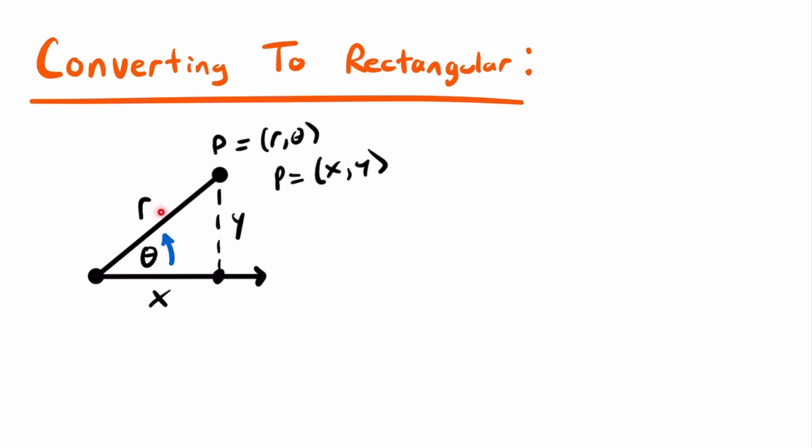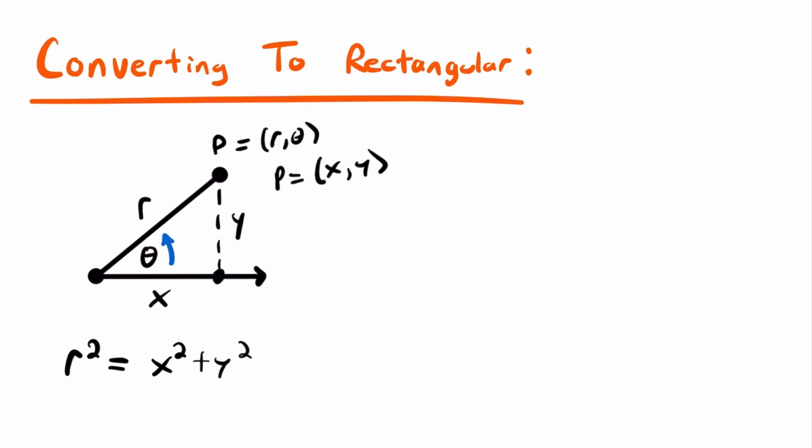We know that for a right triangle, the hypotenuse squared will be equal to each of the other two sides squared added together, right? So in this case, we would say that r squared is equal to x squared plus y squared. This is an equation that relates r to x and y. So this is one equation that we can use to help us convert from polar coordinates to rectangular.